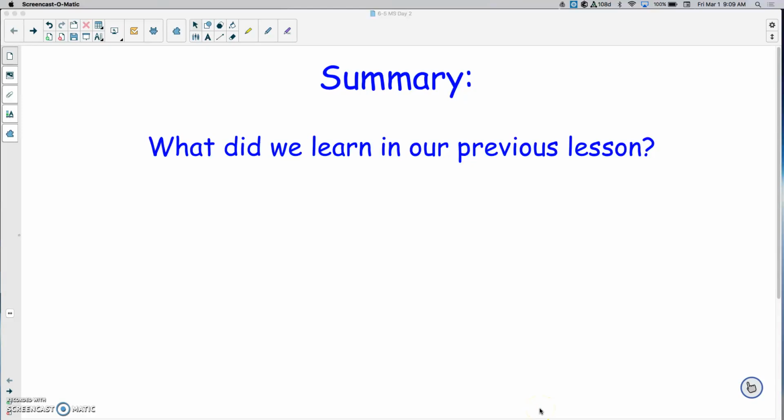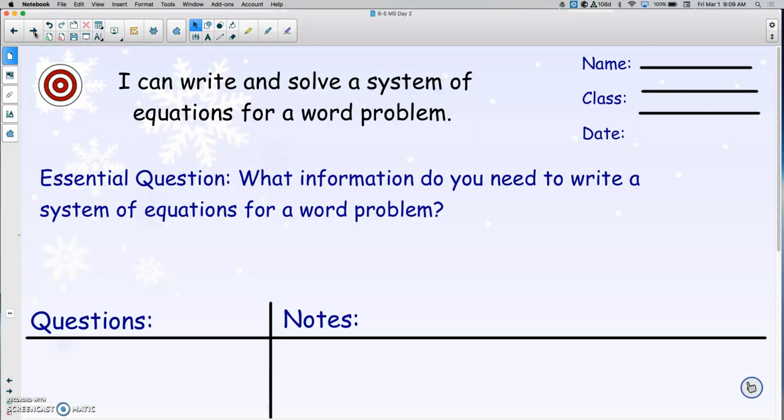Lesson 6-5, Day 2. Please start out on the summary slide, summarizing what we learned in our previous lesson yesterday. Our learning target today is I can write and solve a system of equations for a word problem.